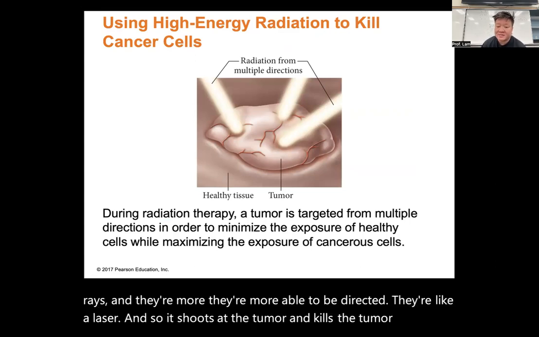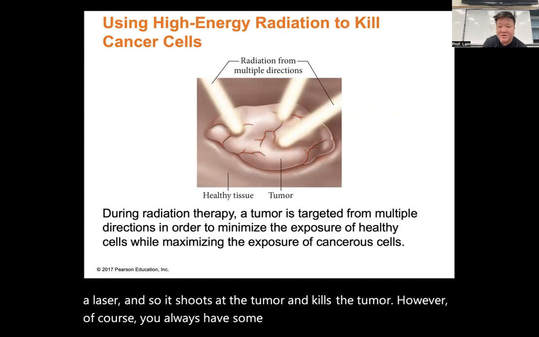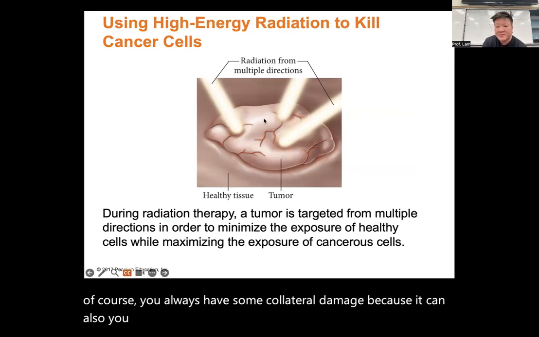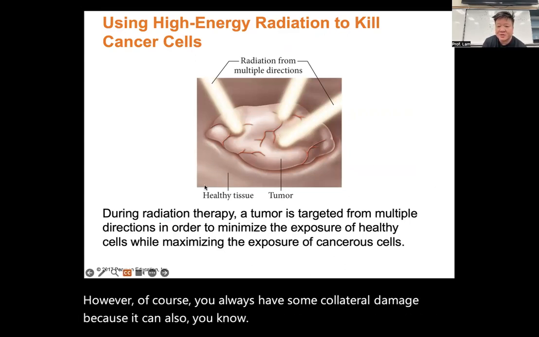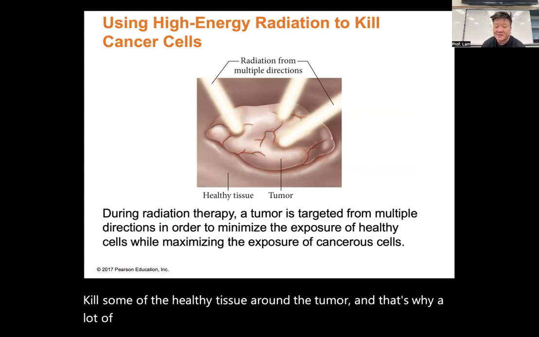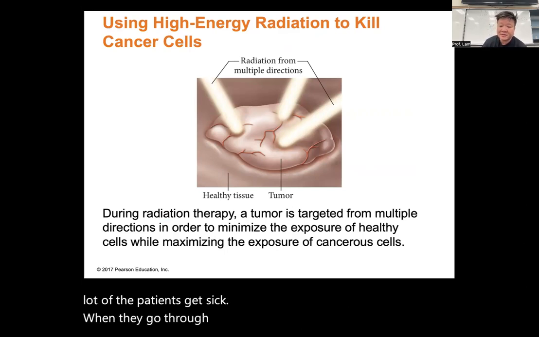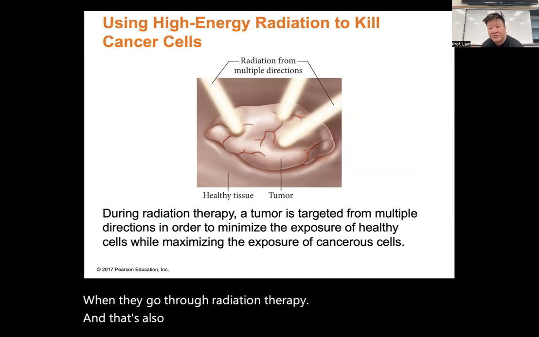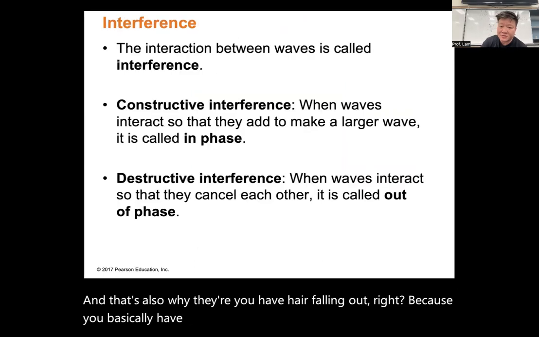However, of course, you always have some collateral damage because it can also kill some of the healthy tissue around the tumor, and that's why a lot of the patients get sick when they go through radiation therapy. And that's also why you have hair falling out, right? Because you basically have damage of this healthy tissue.